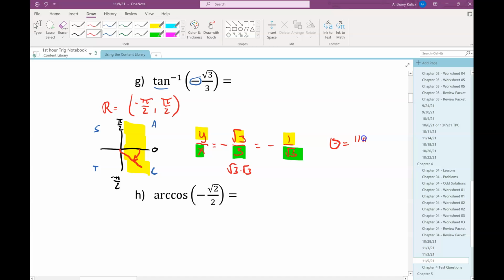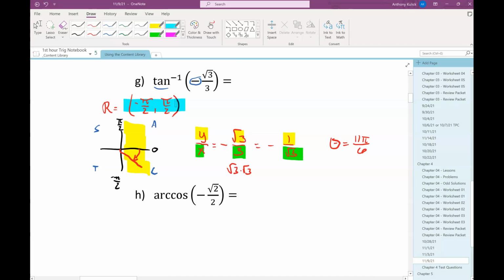Because, that's embarrassing. Because that is not inside of our range. The terminal side of our angle is in the correct location, but the actual value of our angle isn't inside of the range we're looking for.